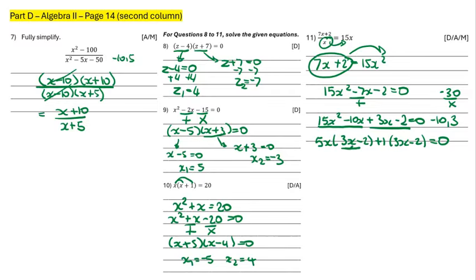I'm liking what I see because I got the same bracket twice. That means I haven't stuffed up. So that there is going to be 3x minus 2. And my leftovers, 5x plus 1, that forms the second bracket.